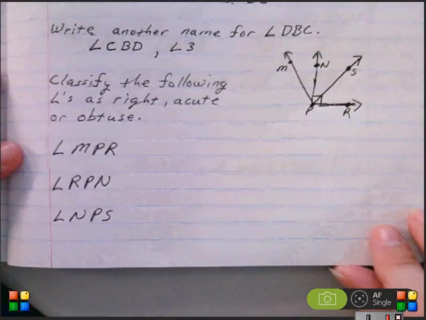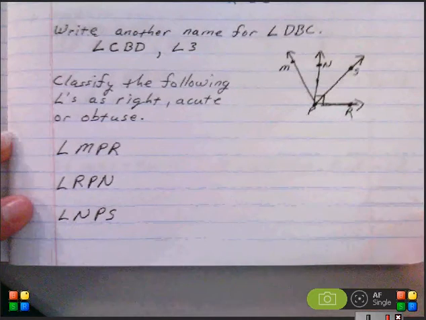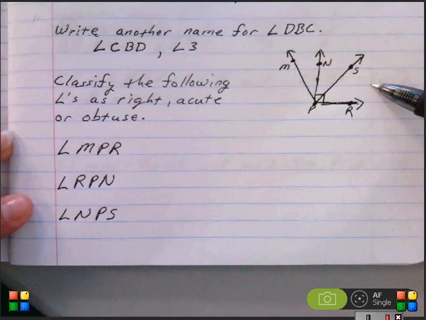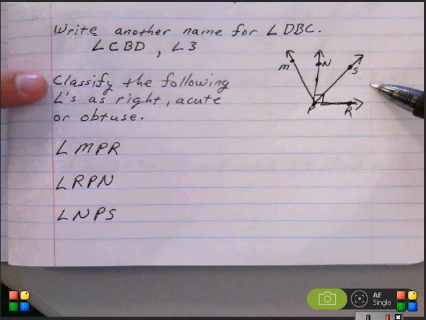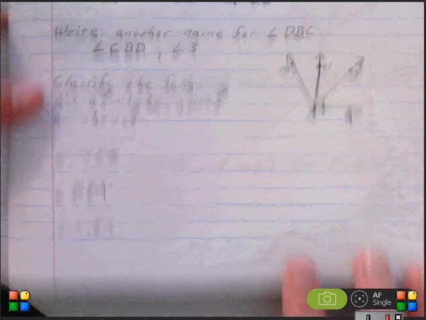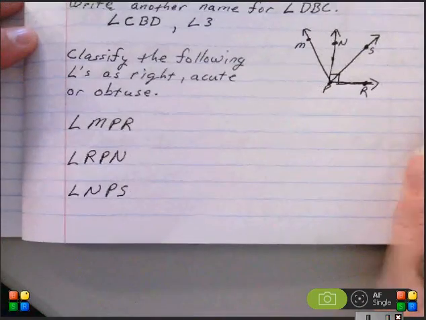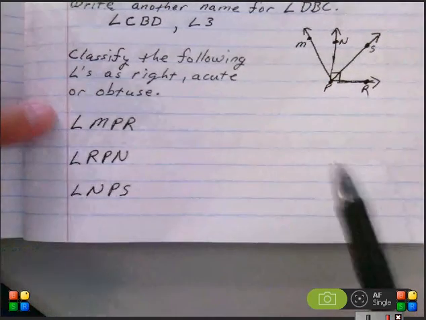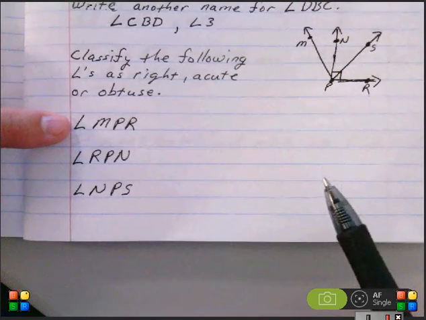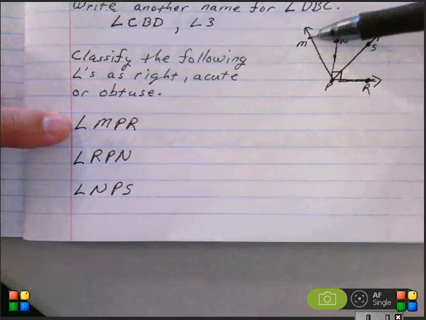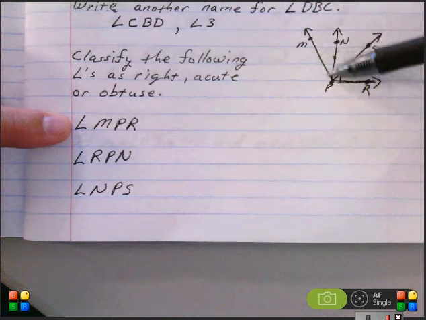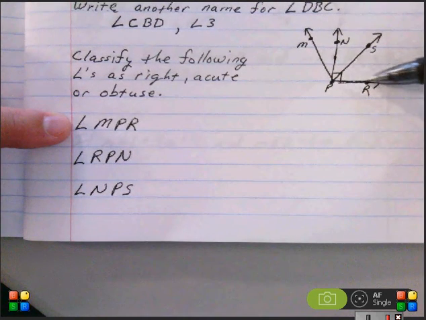So two different ways to name that angle. Now we're going to classify our angles. So I have this picture over here. And we're going to classify the angles as either right, acute, or obtuse. So that was these up here at the top that we just did. Okay? So classifying our angles, we're looking at angle MPR. So starting at M, following my line to P, and then over here to R.